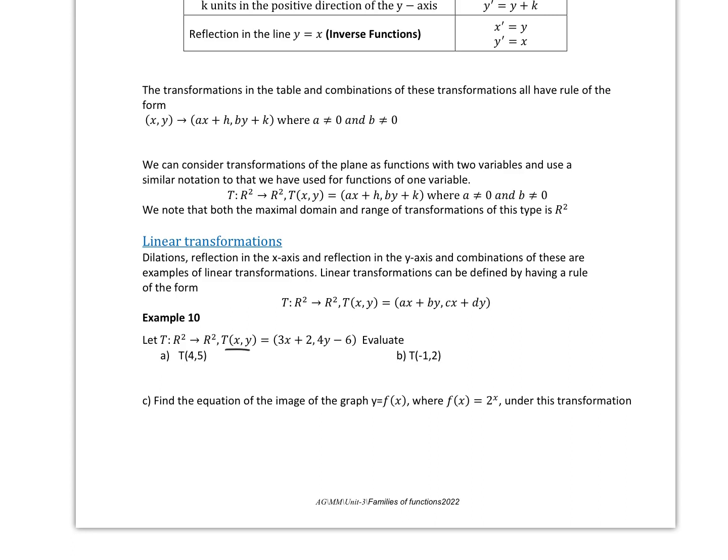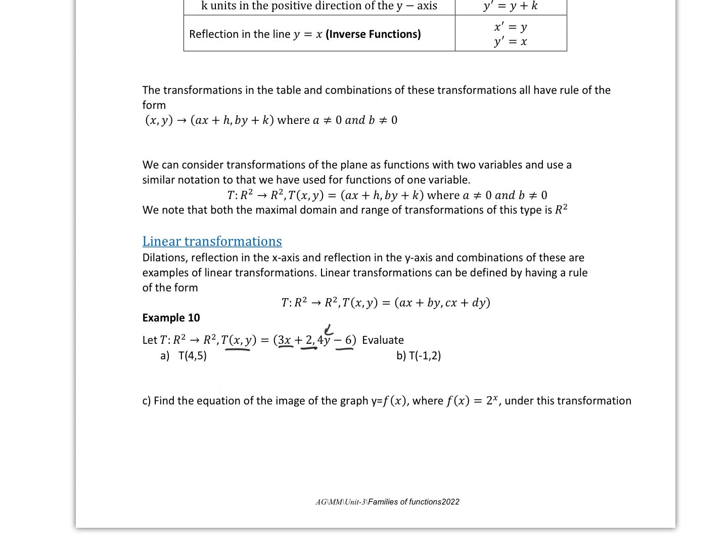Okay, so my transformation that's listed here, we've got multiply the x coordinate by 3. So it's dilation by a factor of 3 from the y-axis, 2 units in the positive x direction. A 4 in front of the y, so multiply the y coordinate by 4, so it's dilation by a factor of 4 from the x-axis, 6 units down.